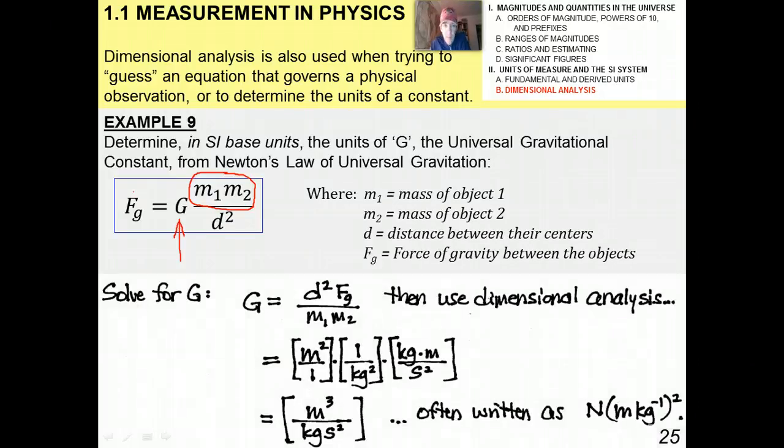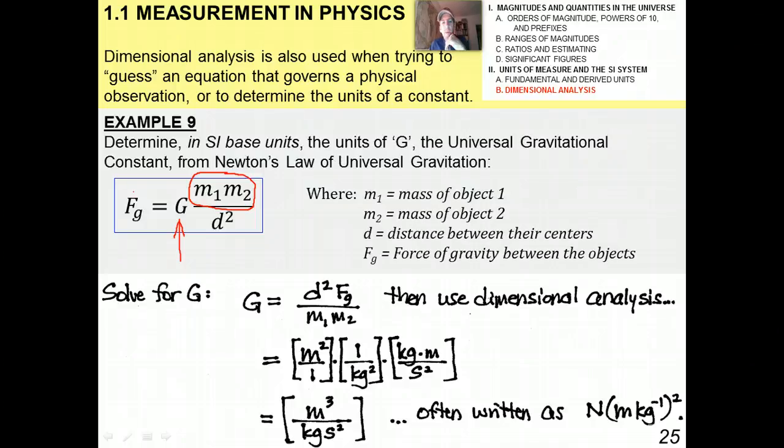So, this is something that I expect you to be able to do fairly easily at this point, even without showing any intermediate steps. You should be able to, or at least develop very quickly, the ability to solve for G by just writing it down and doing it in your head. That's what I expect, okay? So G is d squared times F all over m1 times m2.